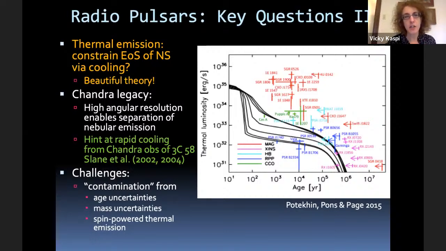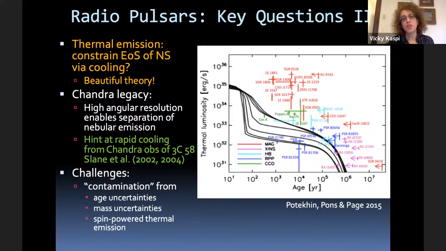And Chandra's legacy here has been the high angular resolution, because it can separate out nebular emission, which can contaminate. Now, as we heard in the Magnetar talk, and you can see in this plot, there are lots of sources that have this extra heating going on, so that when you try to measure the thermal emission, it's contaminated. Maybe you can separate the nebular emission, but it's hard sometimes to separate the polar cap emission from the surface emission, or thermal emission that's caused by internal heating due to decaying magnetic fields.